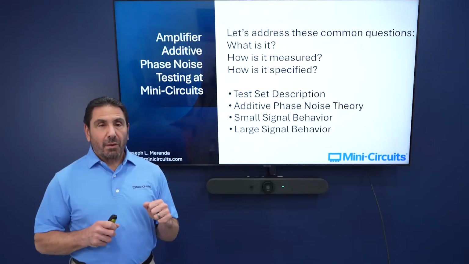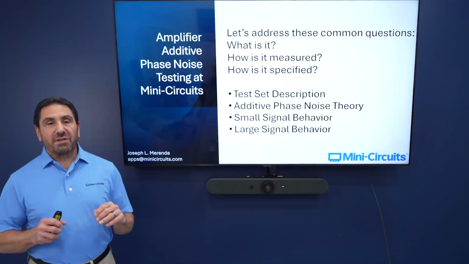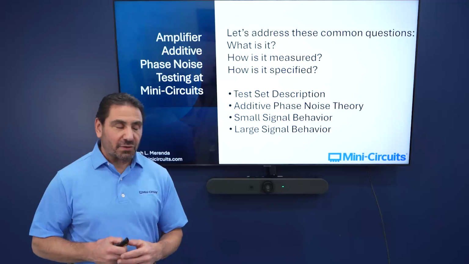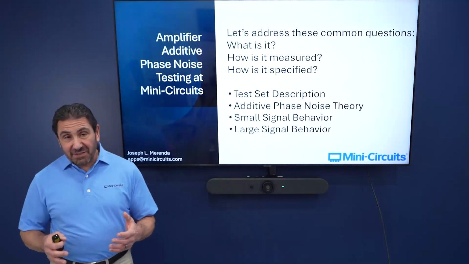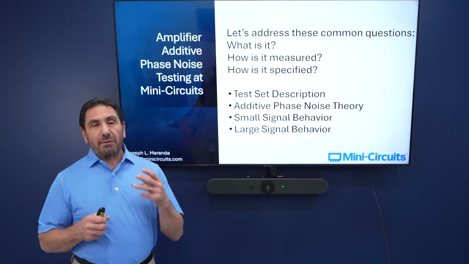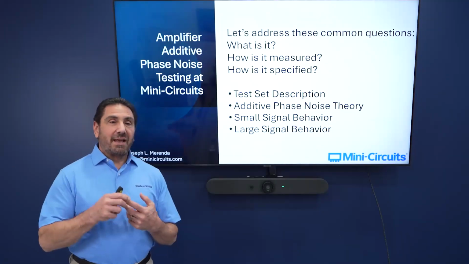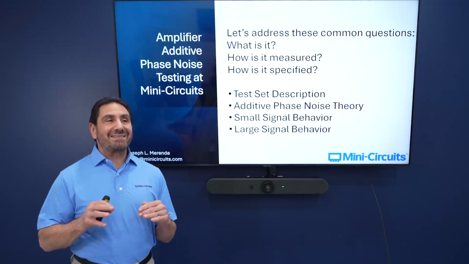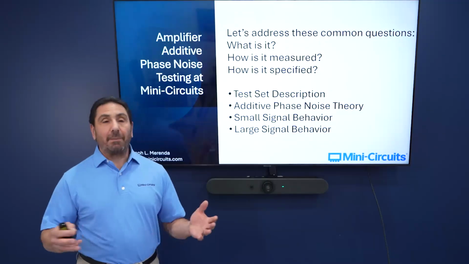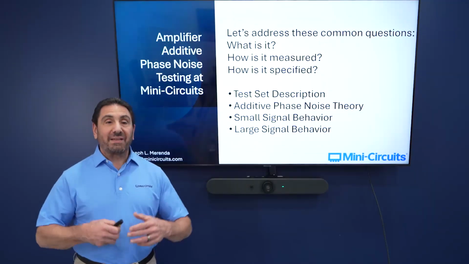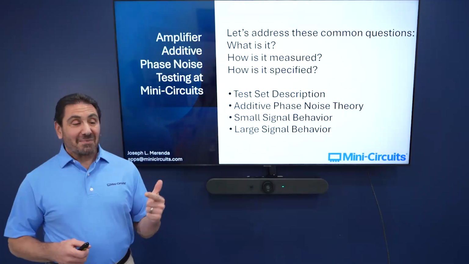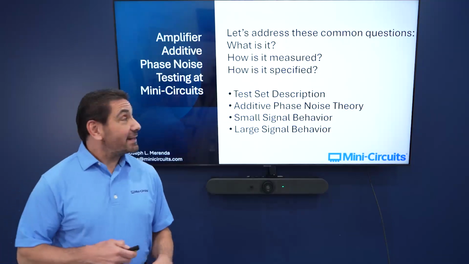To do so, we're going to focus on the bullet items you see here. We're going to go into our test set in detail, explain how it works, and why we configure it the way we do. We're going to go into some additive phase noise theory, which I think you'll find very interesting and very helpful. And we're going to follow two different types of behaviors, small signal and large signal. Both of these regions are needed to get a thorough understanding of additive phase noise in amplifiers. So we'll touch on each of these, and hopefully at the end of the webinar, we'll have very good answers to what is it, how is it measured, and how do I specify it. We'll move on to the next slide.